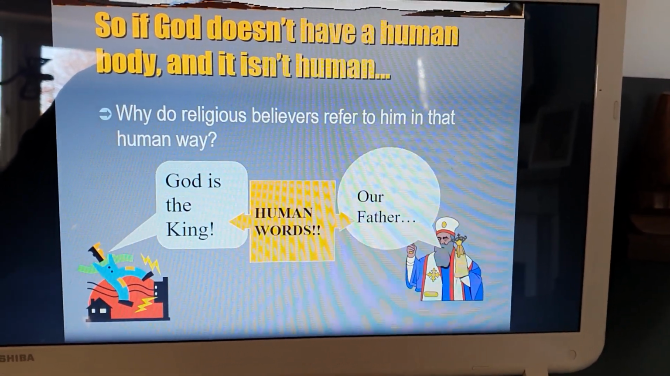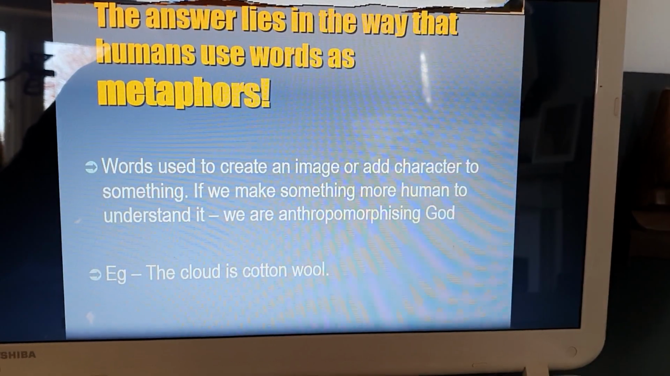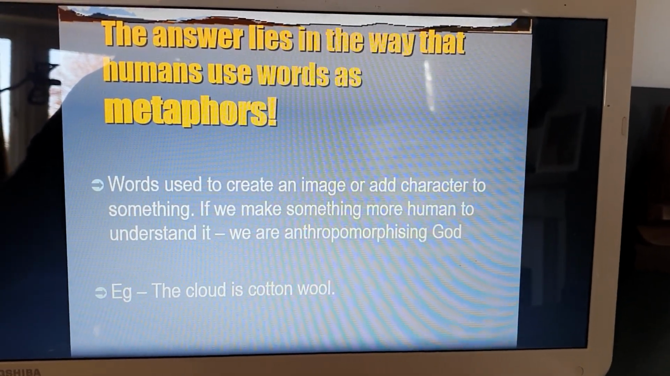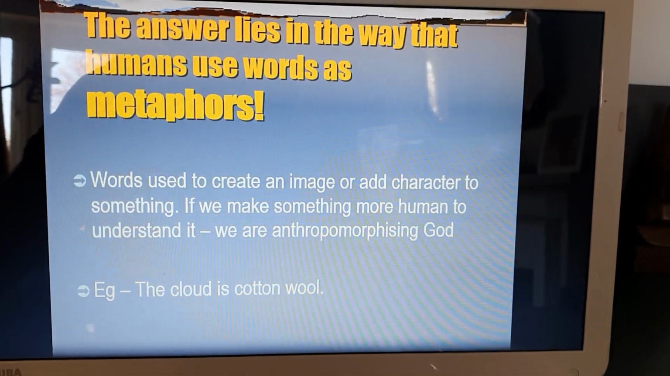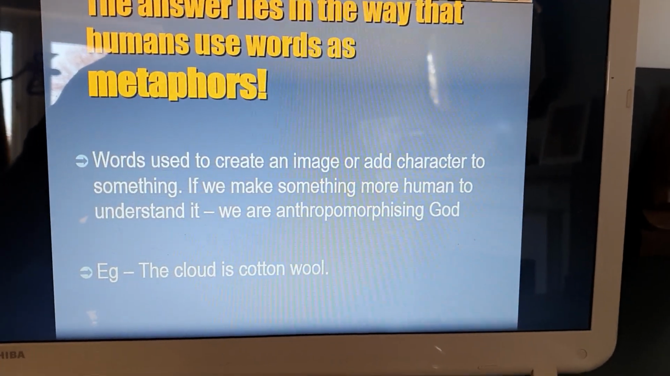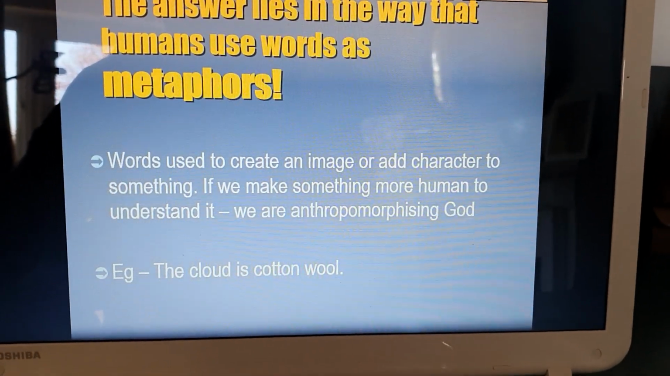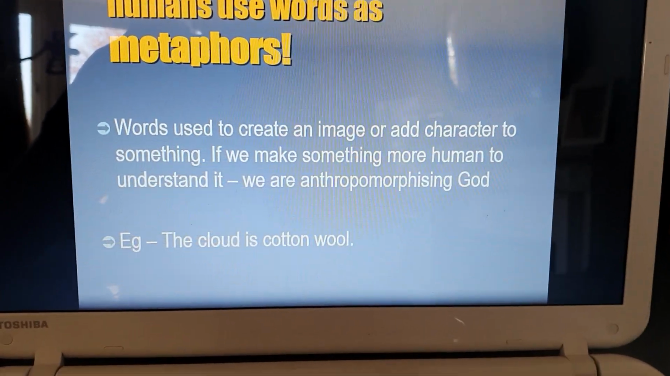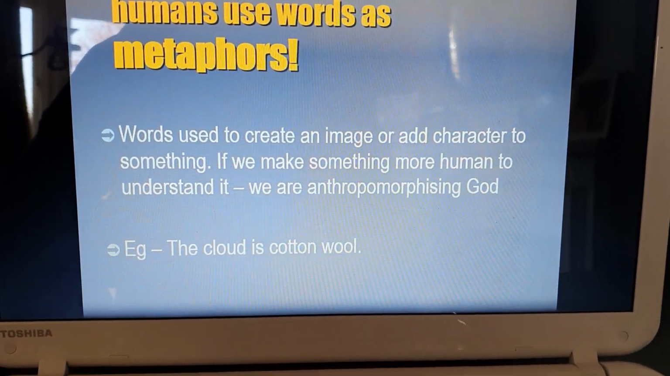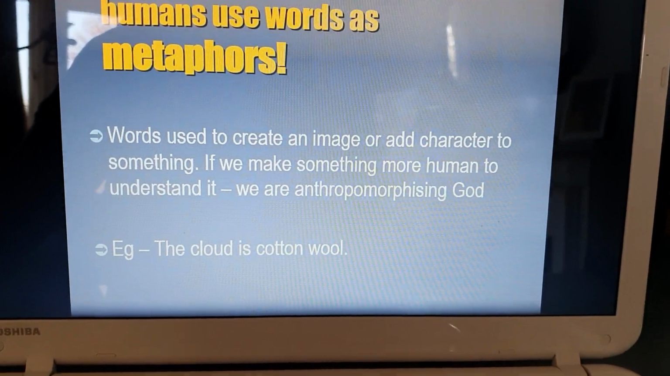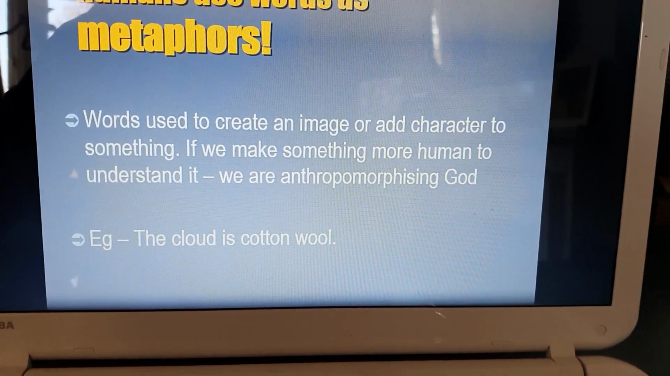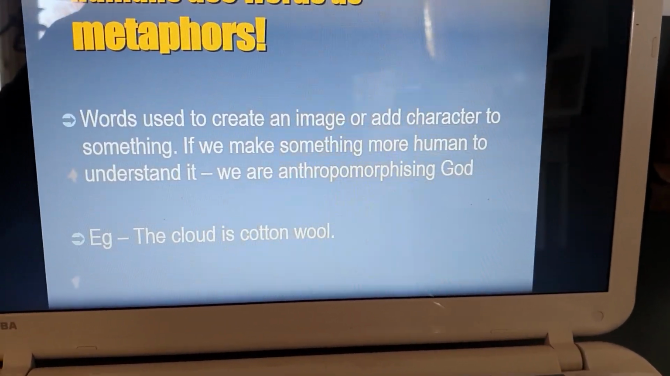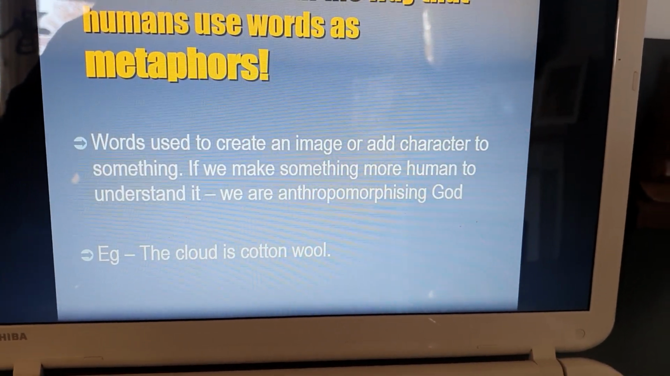These are kind of human words, King and Father. So to think about that, well, I sort of ruined it there with the answer on the next slide. The answer is that we use the words as metaphors. Words are used to create an image or add character to something. Like the example I've given there, the cloud is cotton wool. A cloud isn't really cotton wool, but it's a way that we might describe a cloud so that somebody could understand it better or get a feeling for the texture of it. So if we make something more human, then that means that we can understand it a bit better.